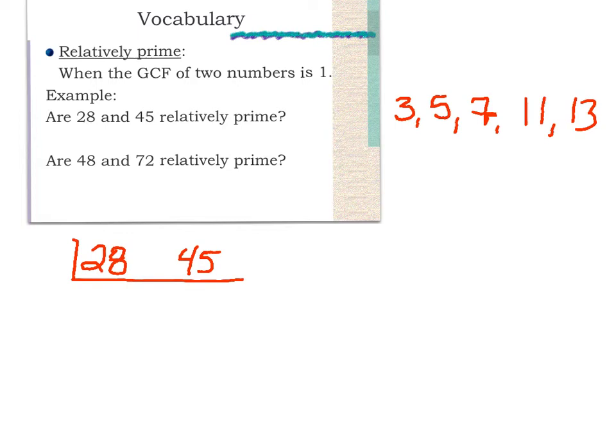So when you look at that, it's pretty safe to know that there aren't any prime factors that are going to be a factor of both 28 and 45. So then the only factor to think about would be the number 1. 1 goes into 28 and 1 goes into 45. So therefore the GCF of these two numbers is 1. And when the GCF of two or more numbers, it could be 3, 4, 5 different numbers, doesn't matter, if their GCF is 1, then you would say that these numbers are relatively prime.